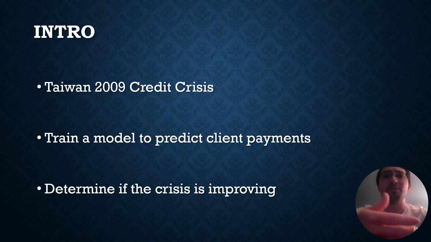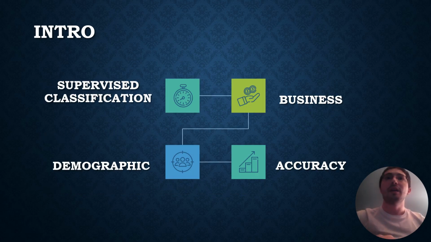The government was more so interested in the credit card companies providing that information to the government. So we would also want to discern if there's an improvement or if it's getting worse. So we're going to be using a supervised binary classification for this data set. They either pay or they don't.